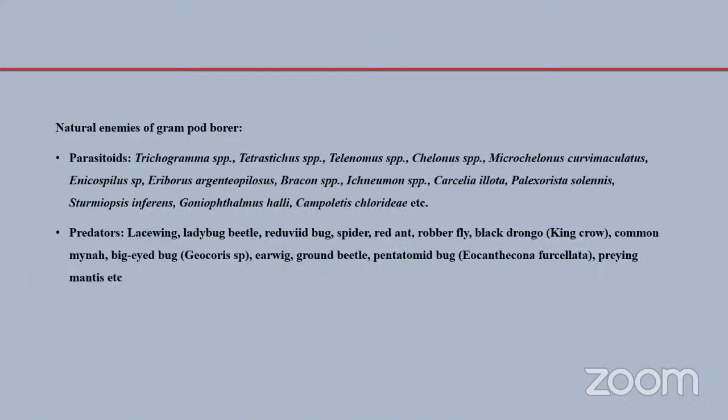So you know about the parasitoids and predators. So you have to grow plants that will attract these natural enemies. That is, you have to maintain the field in such a way that you attract or pull the natural enemies towards the field.